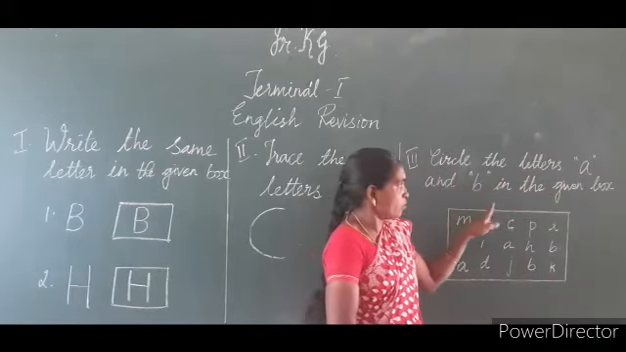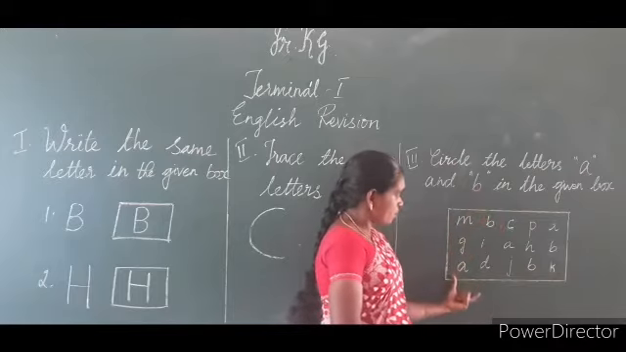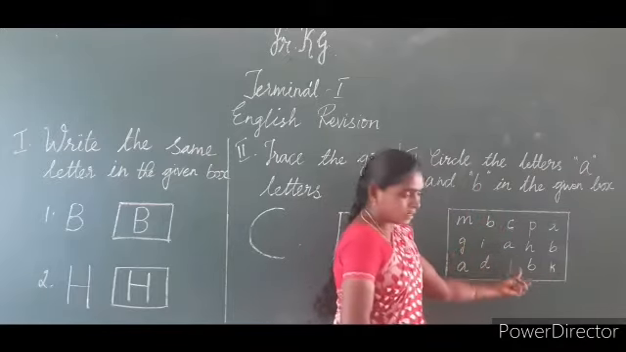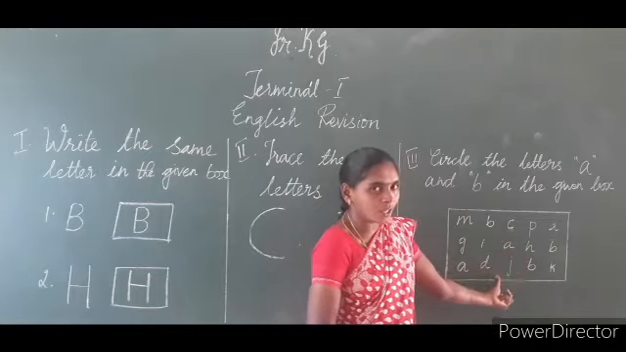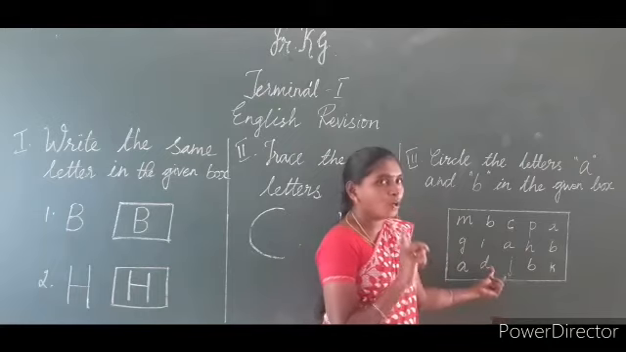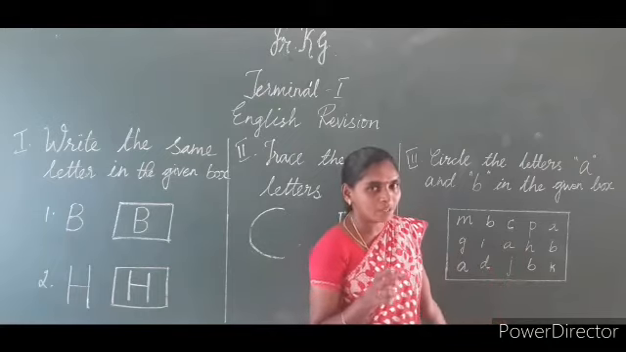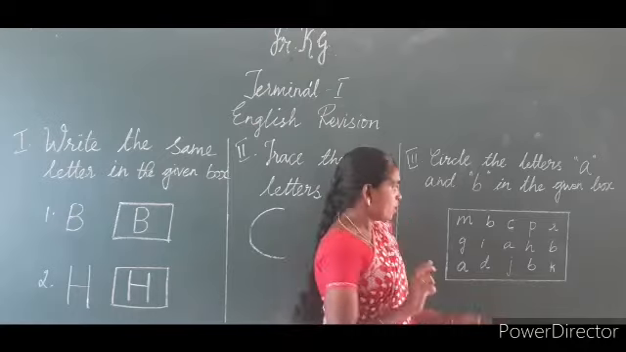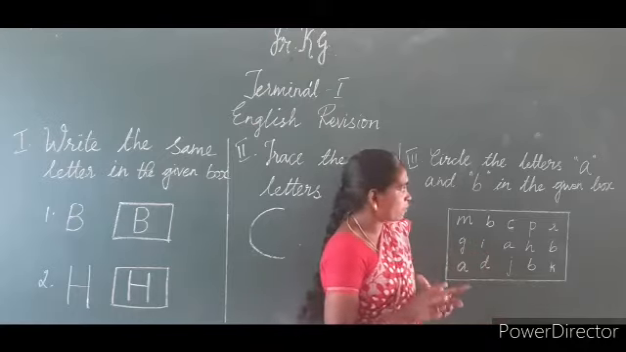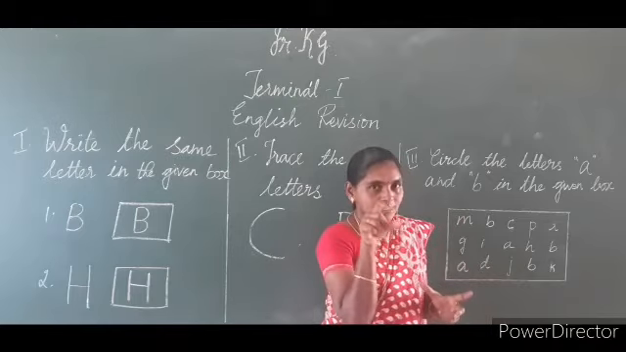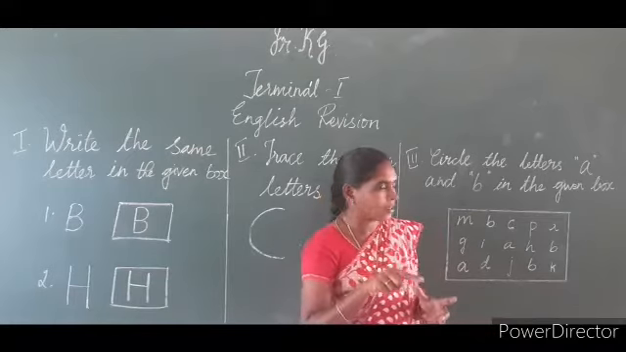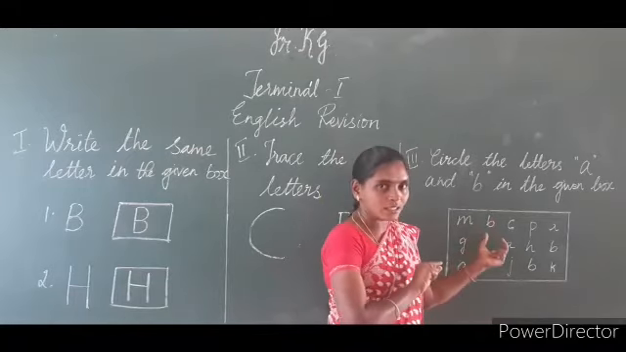So what you have to do? You have to find out. Can you see a box here? I have given some letters. What sort of letters are these, uppercase or lowercase? These are all lowercase letters. Lowercase is nothing but small letters. Here the letters are shuffled. You have to pick the letters A and B and circle them. Children, shall we find out and circle the letters?